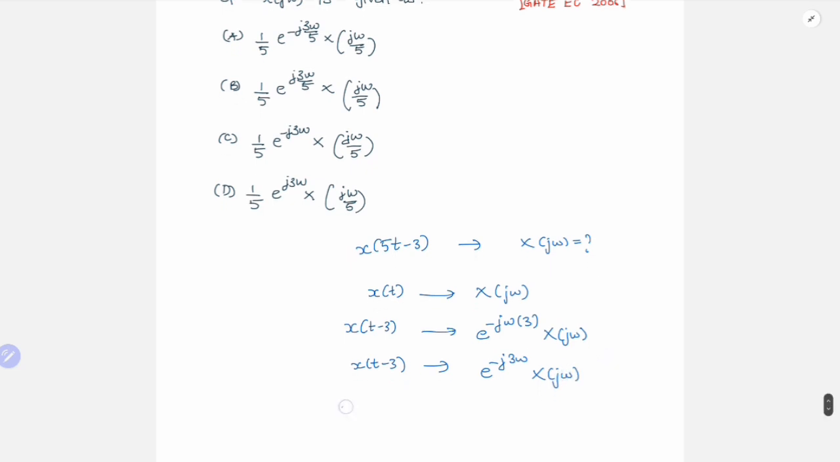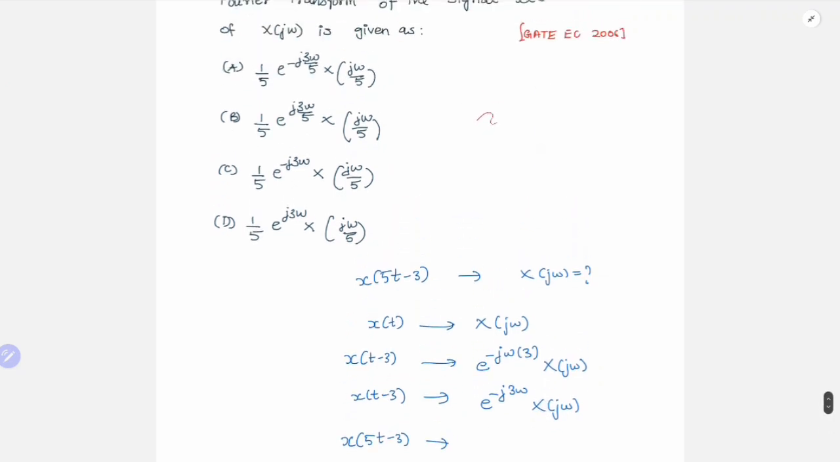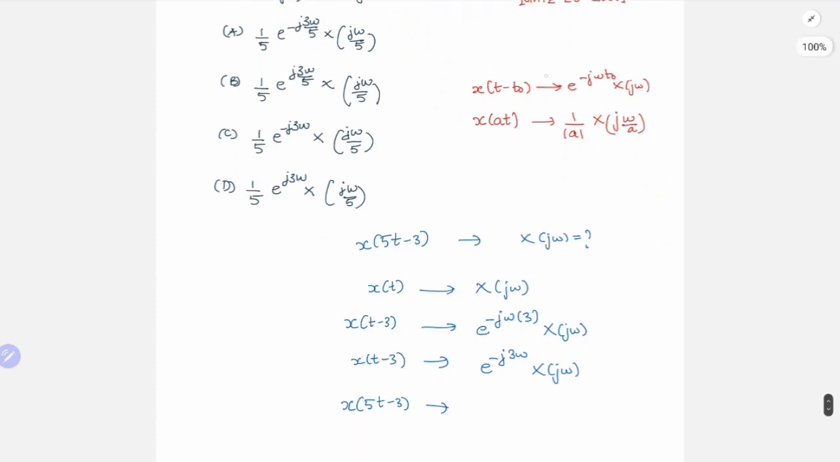And now let us do the scaling operation. So 5t minus 3. So scaling we know, right? So I'll write both the things here. For shifting it is x of j omega multiplied by e power minus j omega t naught. And for scaling we have 1 by mod a x of j omega by a. Okay. So all these are Fourier transform properties.